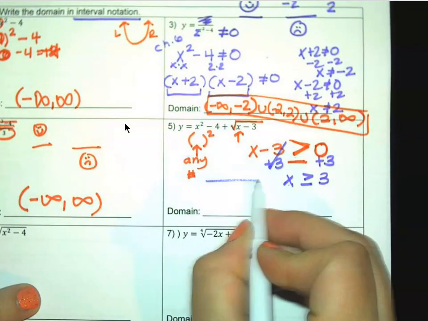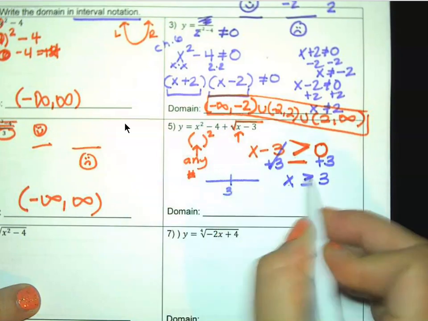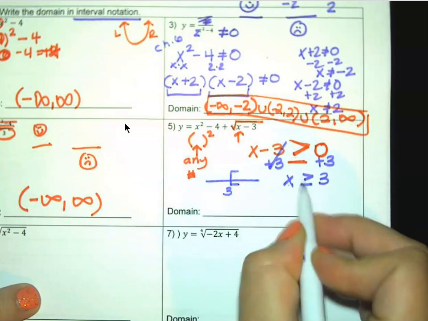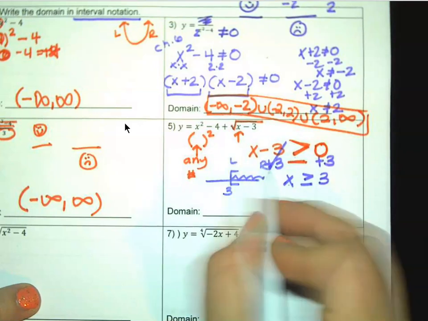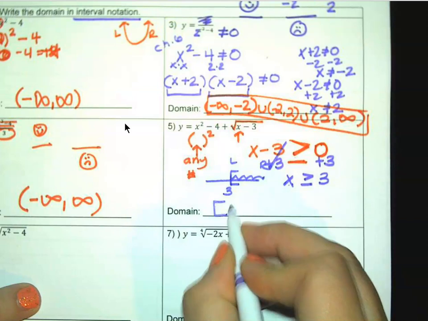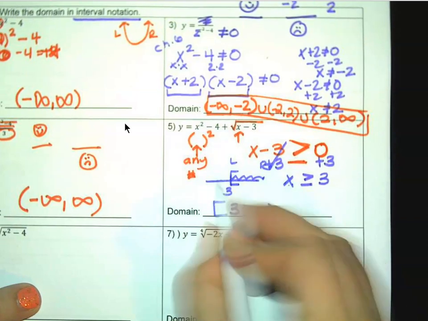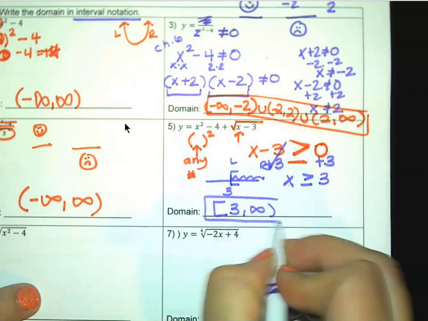So this is optional. But if I graph this, any number greater than or equal to 3, it would look like this. And then if I go left to right, this can help people write it in interval notation. But again, the graph is totally optional.